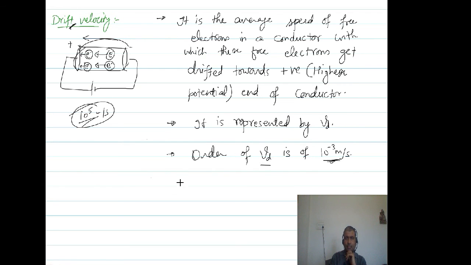Students, we'll be deriving in the next class the relation between current and Vd, that is I equals nAeVd. You might have heard about it, and we'll also discuss Ohm's law.